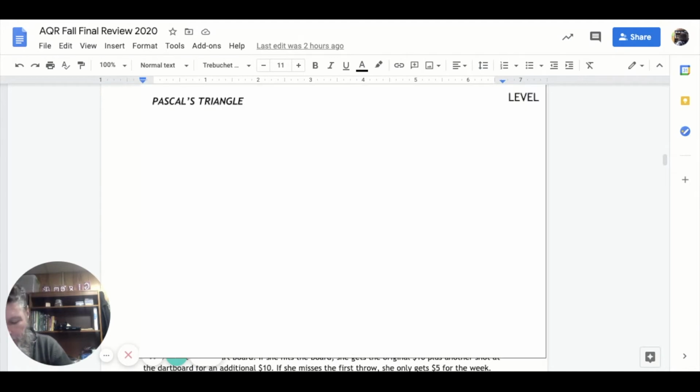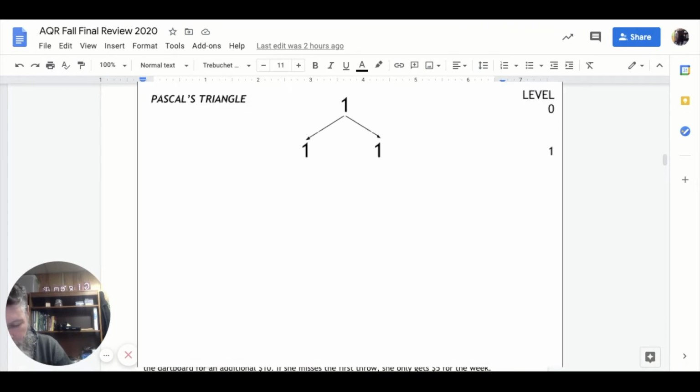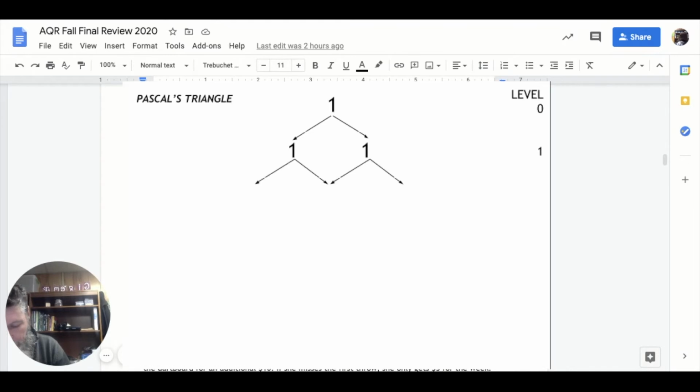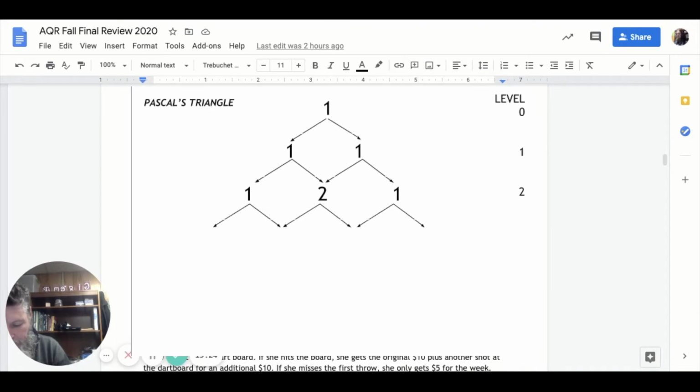So binomial probability starts with Pascal's triangle. The ones flow down. This is level 0, this is level 1. We have to go all the way to level 4. We add the 2 numbers together, the 1 and the 1, to make it 2. And then we keep going down.